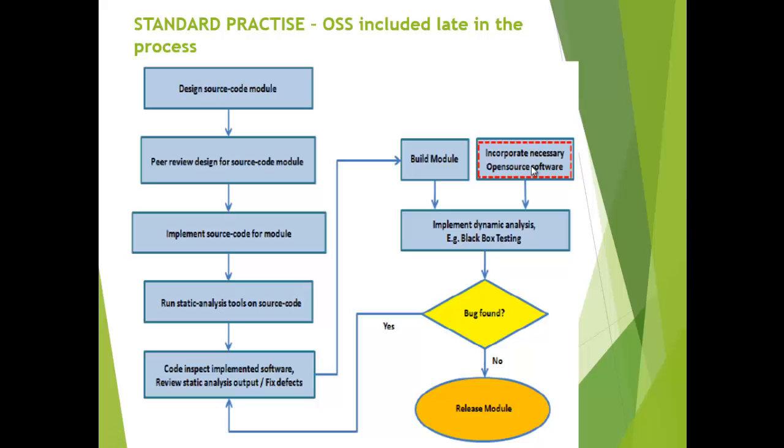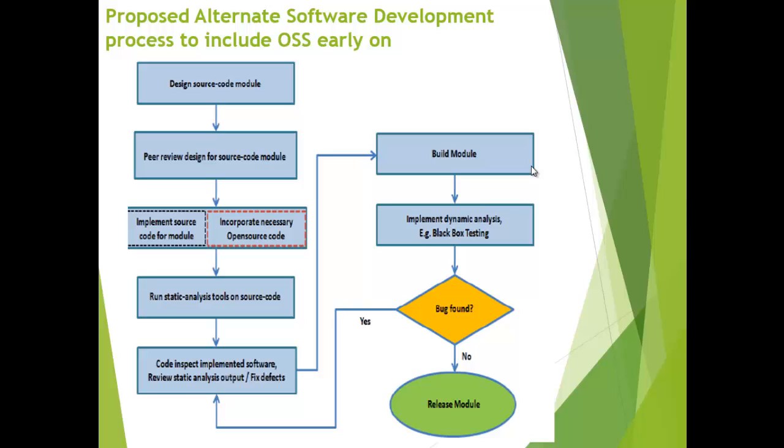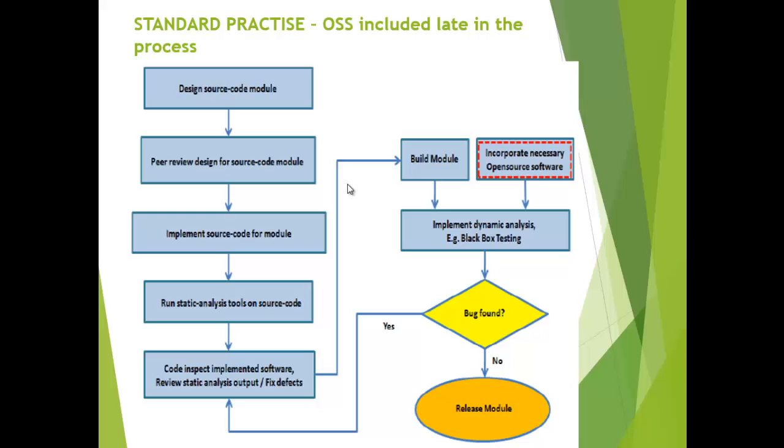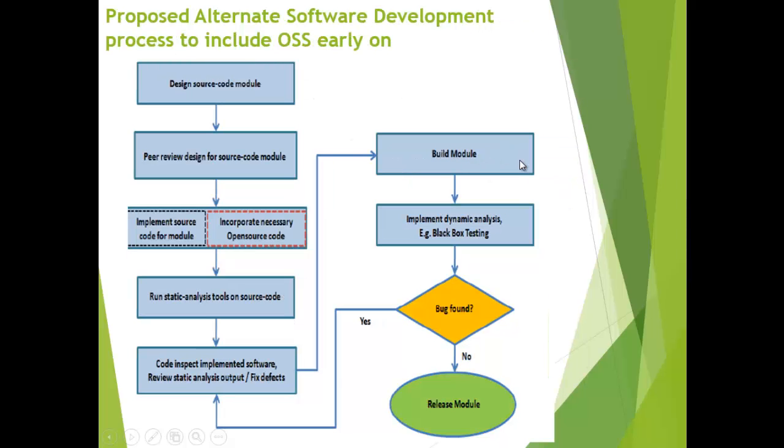What the paper says that we should do is that we should incorporate the open source code right at the beginning. This way both the source code and the open source code is bundled together and the run of the static analysis tool is done. So basically open source code incorporated in commercial software is not subjected to the same stringent static analysis and review as newly developed proprietary code. This is because it is included at the very end, as seen here.